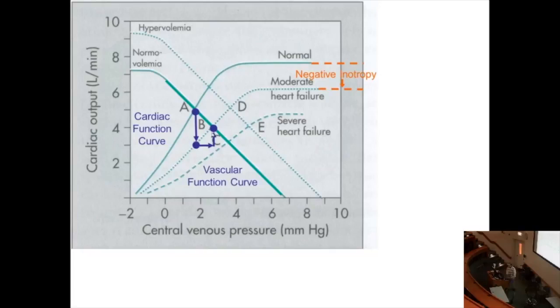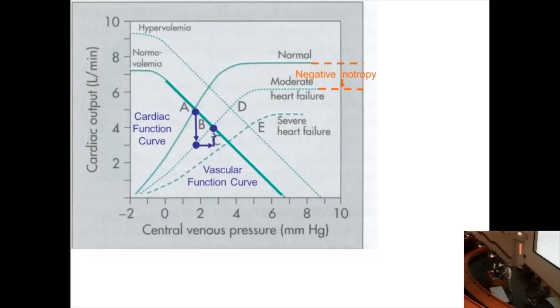Now, because my central venous pressure goes up, my stroke volume goes up, and I end up at a new operating point. And what I want you to remember is the operating point moves to the new intersection. I drew a new cardiac function curve, and I have a new point of intersection with my vascular function curve, and that is the new operating point. And I'm going to operate at a lower cardiac output and a higher central venous pressure.